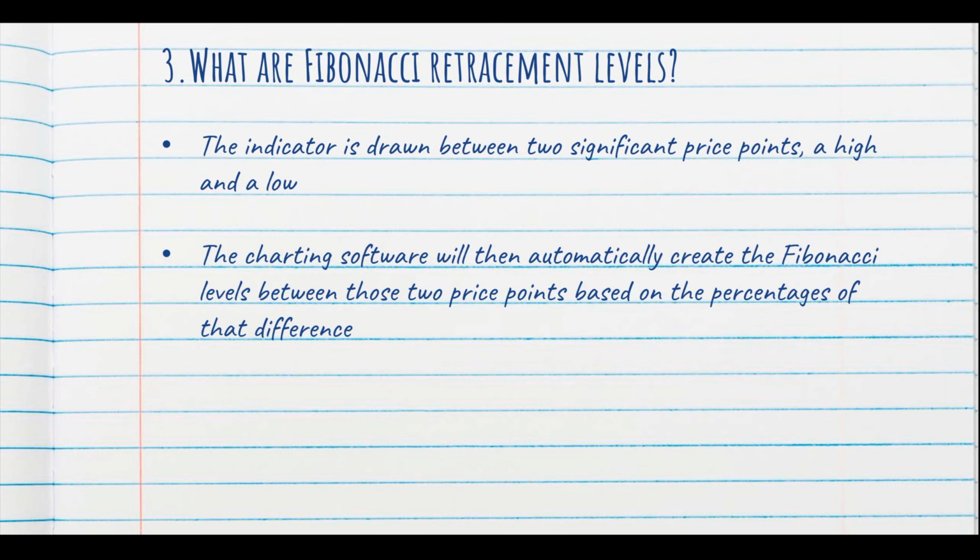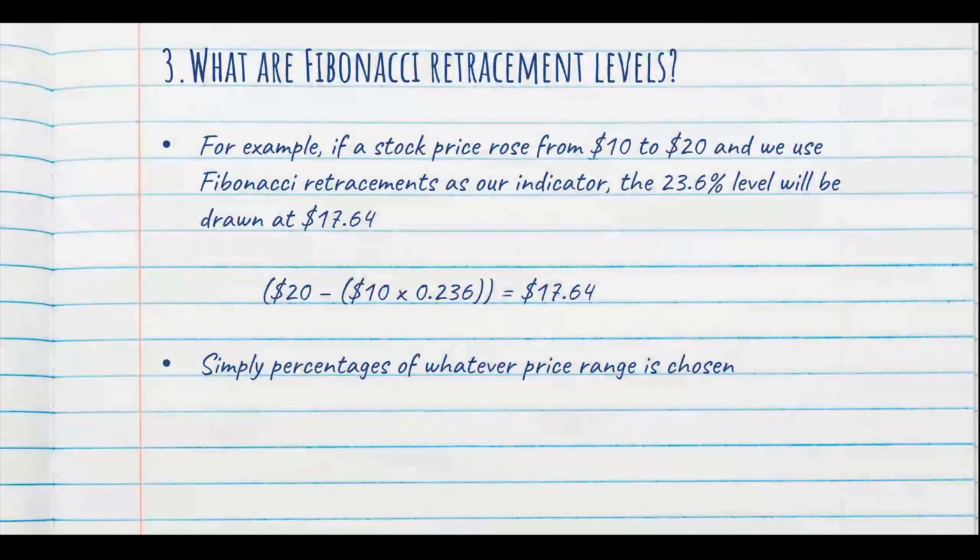The Fibonacci indicator is typically drawn between two significant price points, a high and a low. The charting software will then automatically create the Fibonacci levels between those two price points based on the percentages of that difference. For example, if a stock price rose from $10 to $20 and we use Fibonacci retracements as our indicator, the 23.6% level will be drawn at a value of $17.64.